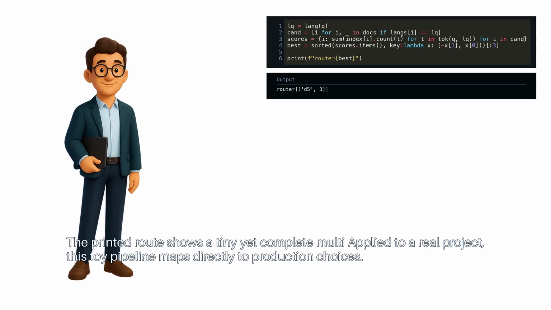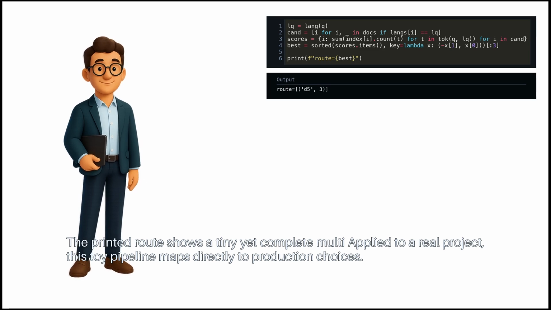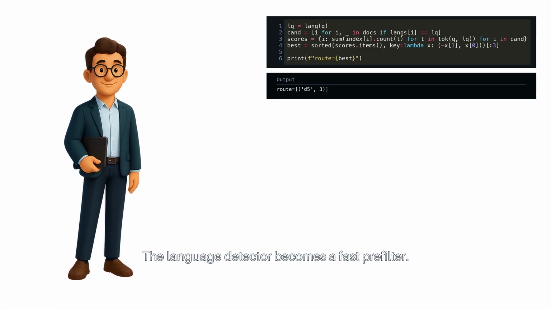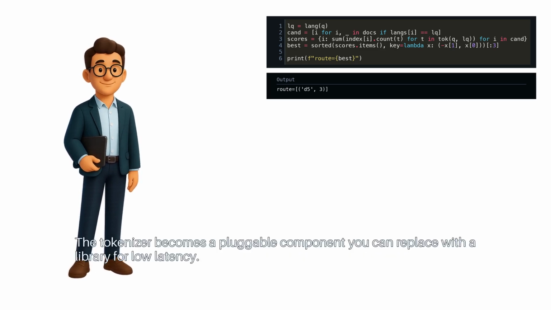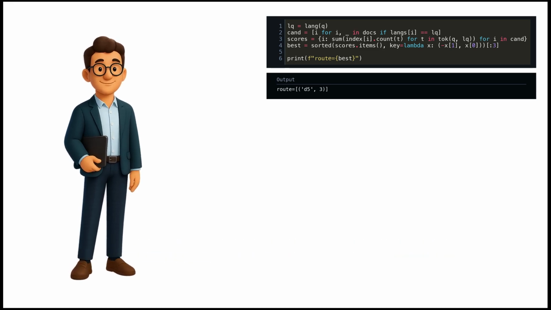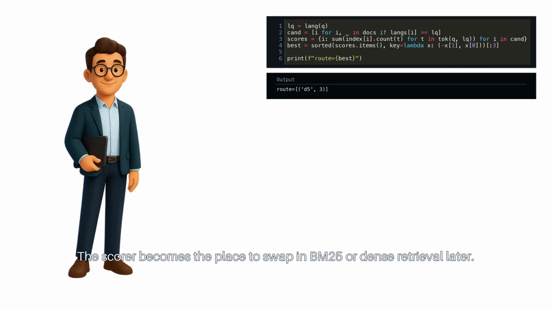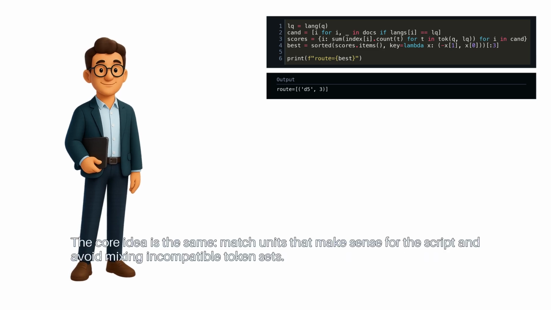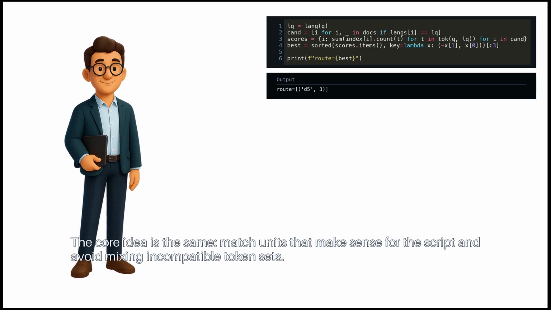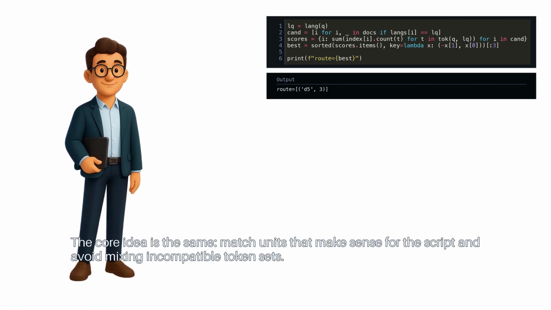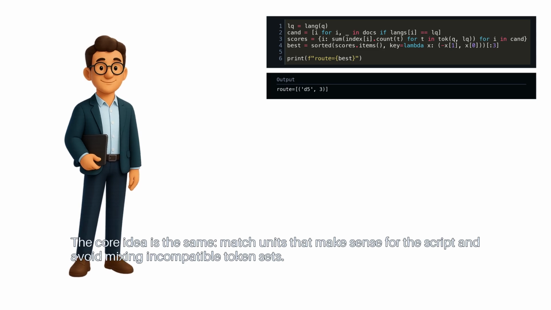Applied to a real project, this toy pipeline maps directly to production choices. A language detector becomes a fast pre-filter. The tokenizer becomes a pluggable component you can replace with a library for low latency. The scorer becomes the place to swap in BM25 or dense retrieval later. The core idea is the same: match units that make sense for the script and avoid mixing incompatible token sets.